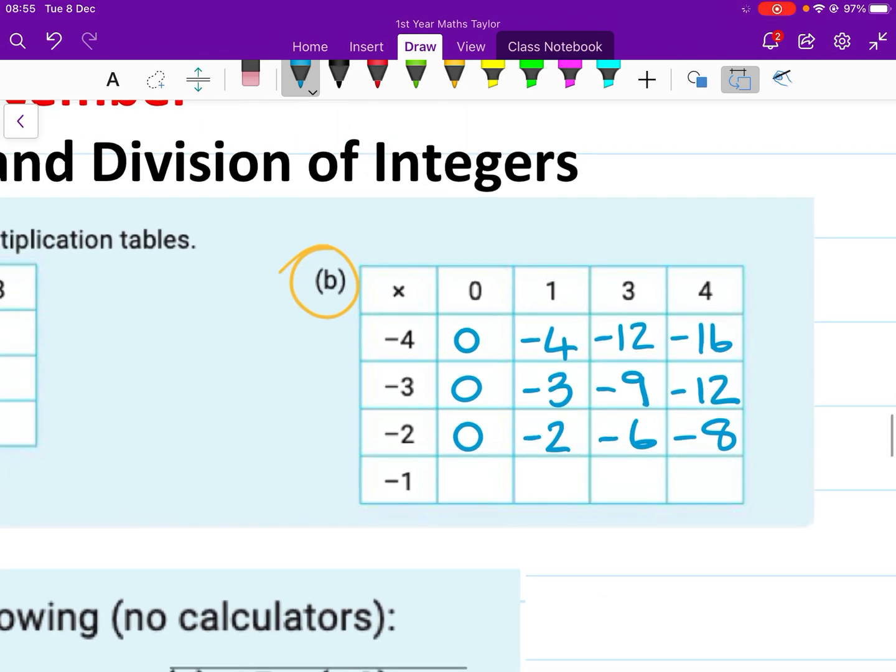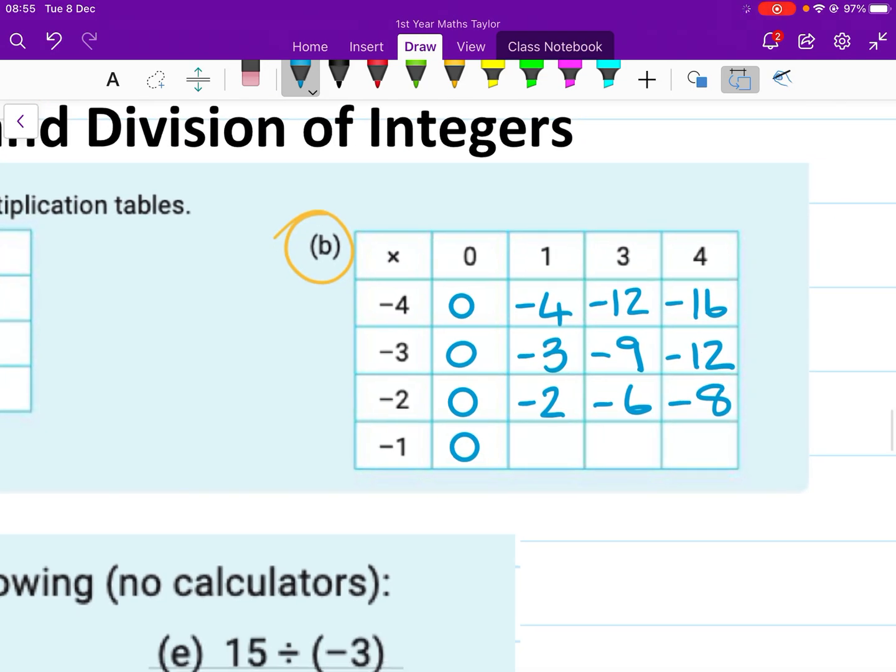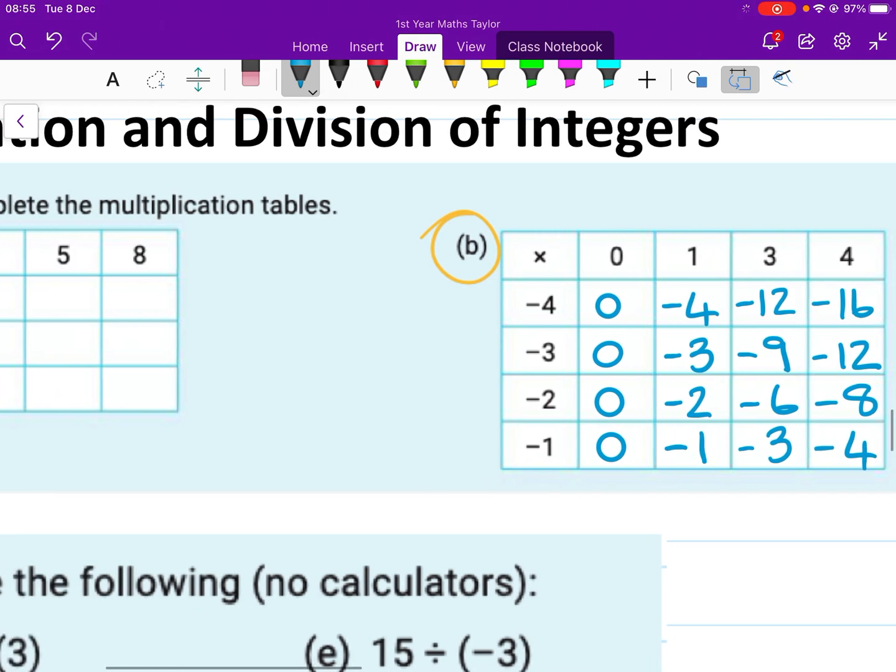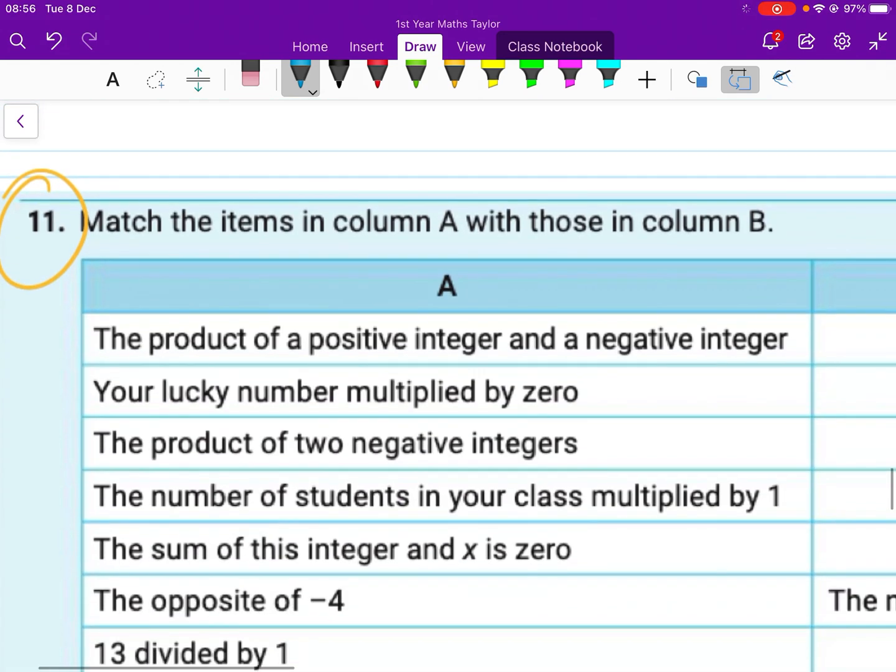Minus 1 by 0, still 0. Anything by 0 is 0. Minus 1 by 1 is minus 1, minus 1 by 3 is minus 3, and minus 1 by 4 is minus 4.